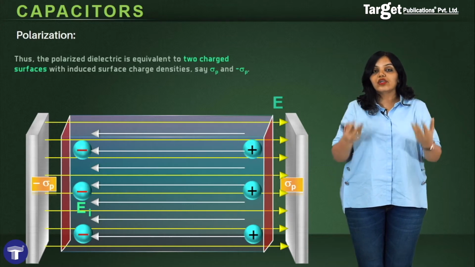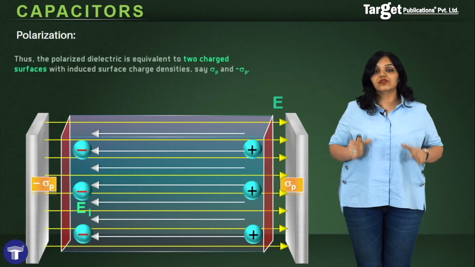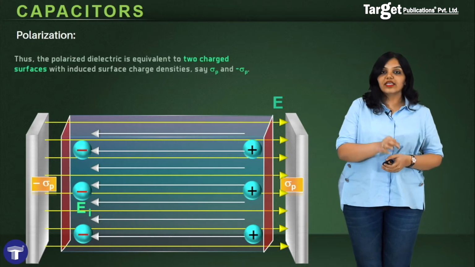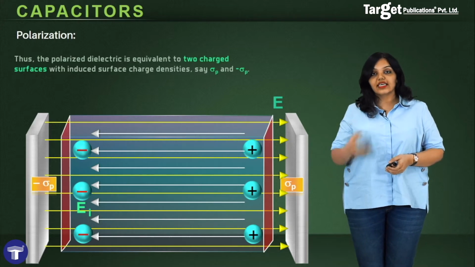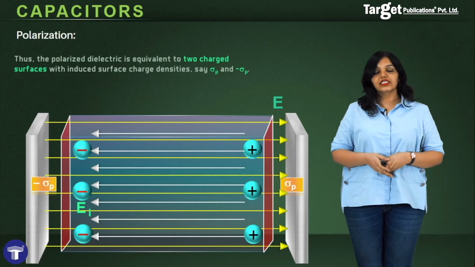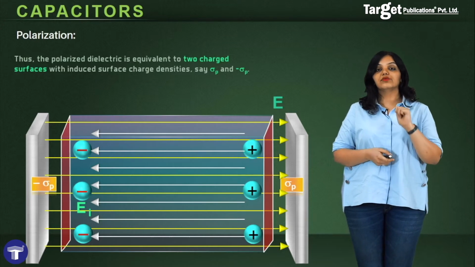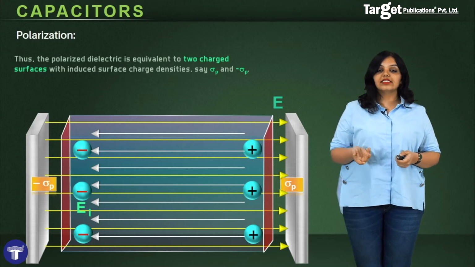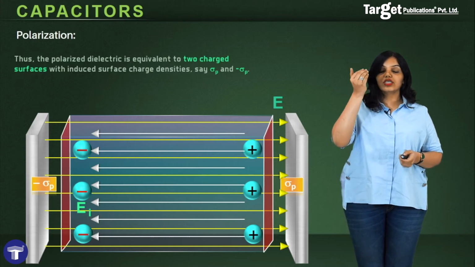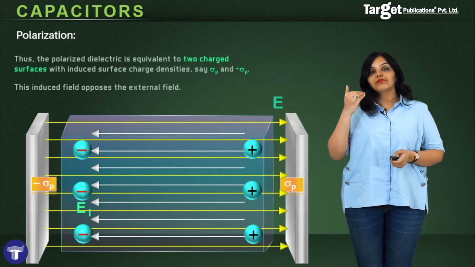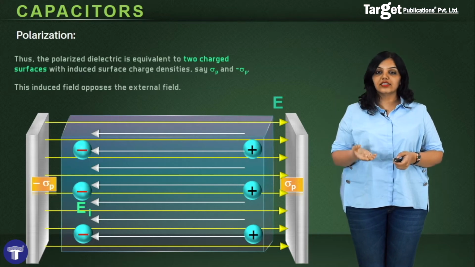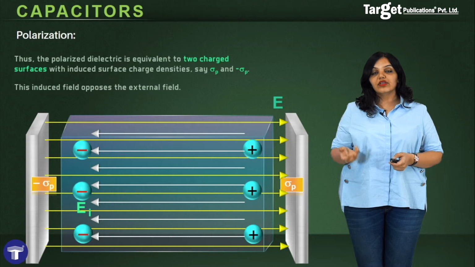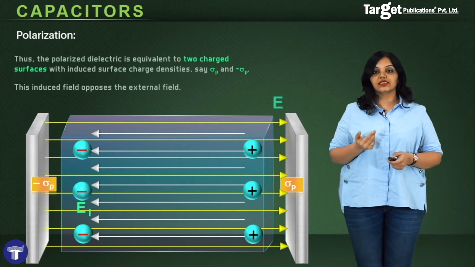So instead of the whole dielectric, I can just take a look at these two surfaces and I will say that the polarized dielectric is equivalent to two charged surfaces whose induced surface charge densities we will call sigma p and minus sigma p. Of course, minus sigma p represents the charge density of the negative charges and plus sigma p represents the charge density of the positive charges, and we know that the induced field opposes the external field.